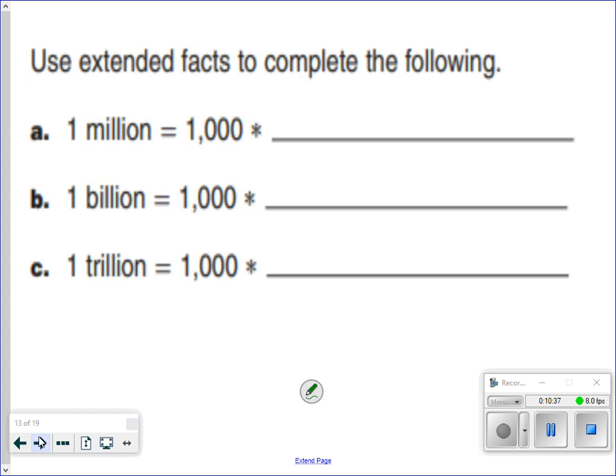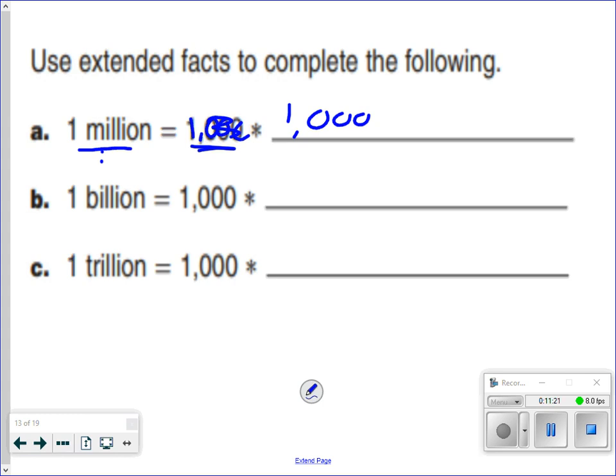Use extended facts to complete the following. So this is what they want you to do here. Watch close. It says 1 million equals 1,000 times what to get 1 million? This is how I'm going to teach you this because this makes sense. I want you to write 1 million out right here. We know what that looks like, right? That's 1 million. Now, when you're taking this right here, and we're multiplying it by 1,000 to get here, you can actually just erase 3 of these zeros because there's 3 zeros right there. So think about it, 1,000 times 1,000 would equal 1 million.